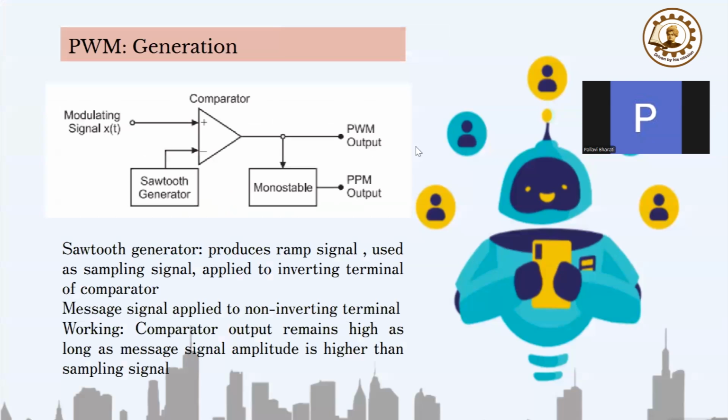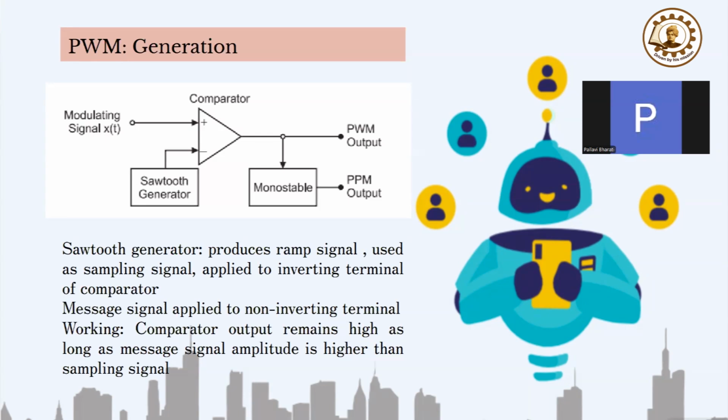See, here you have an op-amp as a comparator. The modulating signal is applied at the non-inverting terminal and the sawtooth generator signal is applied at the inverting terminal. The work of the comparator is to compare the modulating signal with the sawtooth generated signal. If the modulating signal is more, then it will give a positive output, a +1 or high output, and if the sawtooth is higher, then the output will be 0, or a low output.